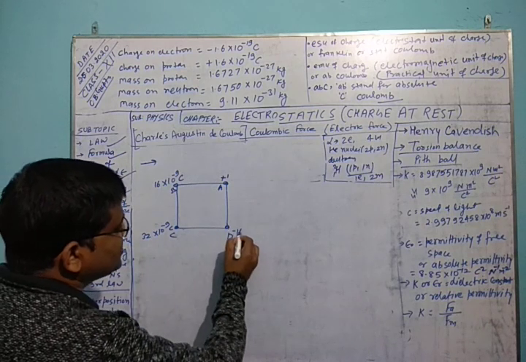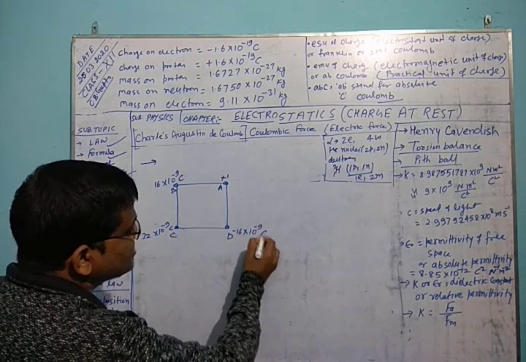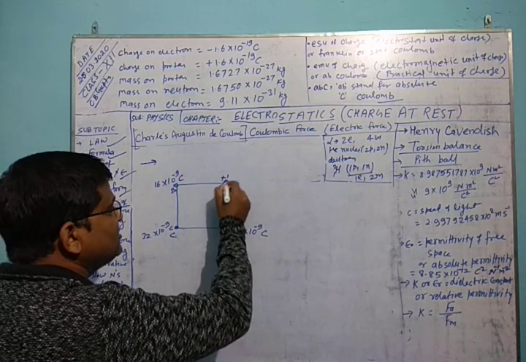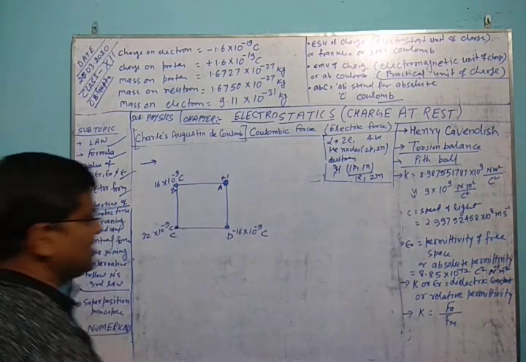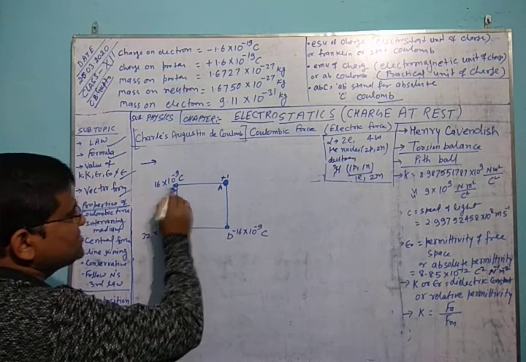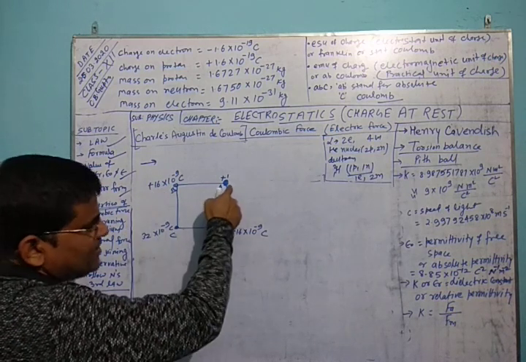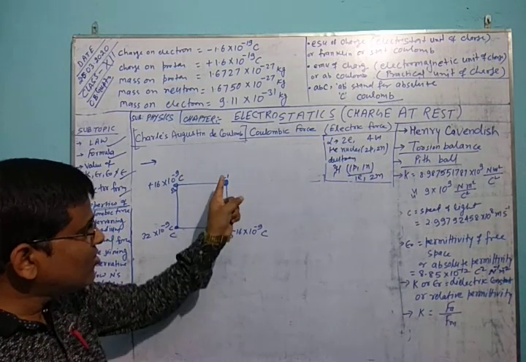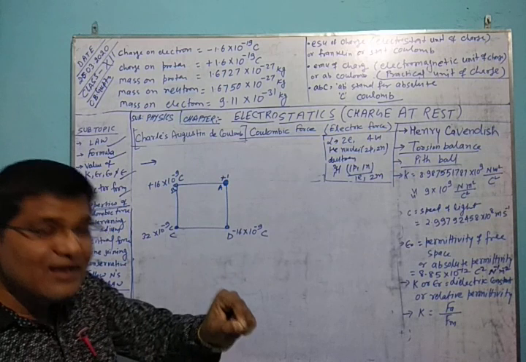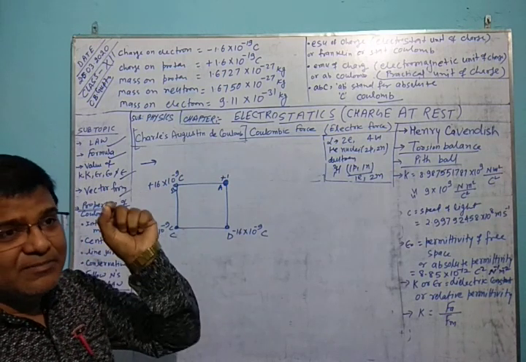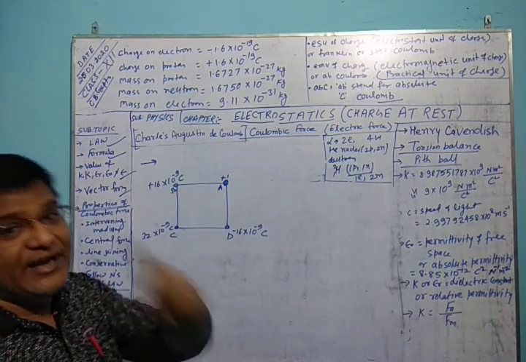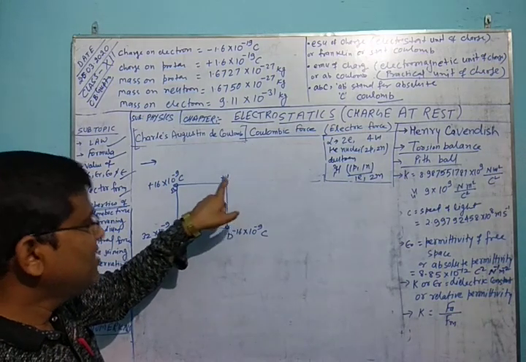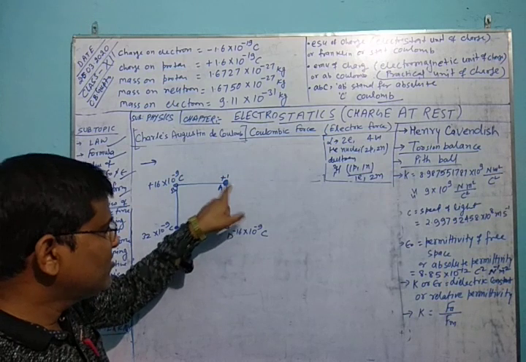Here the charge is 16 into 10 to the power minus 9 coulomb. According to the question, find the force on this unit positive charge. This is a plus charge, this is a plus charge, then plus, plus. First of all, concentrate on the particle. The question asks us to find the net force, meaning the net force calculated on this particle.